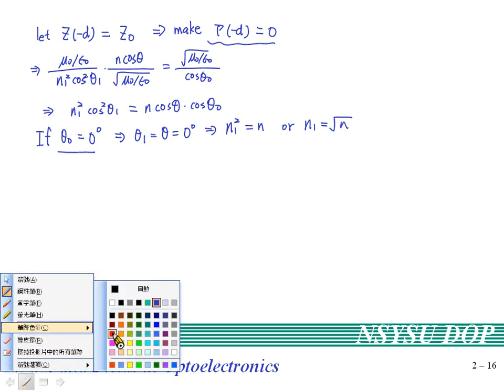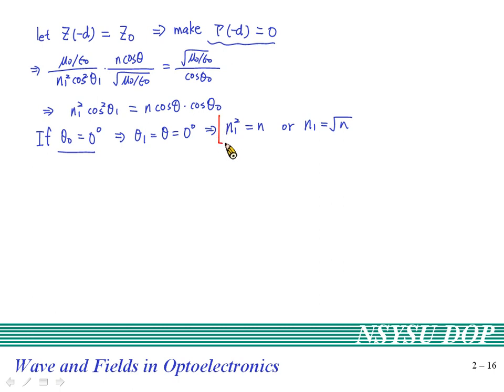So this is the condition that for normal incidence, if you want to have no reflection, you can put a quarter wave dielectric layer over a substrate, and the index of the dielectric layer should be the square root of n, which is the substrate index.